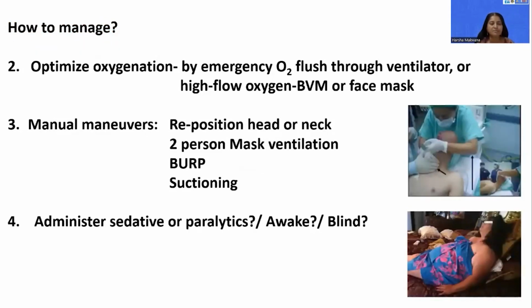So how to optimize oxygenation in this scenario? By providing emergency flush through the ventilator or high flow oxygen through BVM or face mask. Also, we can do manual maneuvers like repositioning the head and neck, providing a pillow under the shoulder, and if another person is available, one person will hold the mask properly with 2 hands and the second person will ventilate with bag and mask ventilation. One can also apply BURP to improve the laryngeal view, and if there is blood, secretion or vomitus, we have to do suctioning to make the oral cavity clear and improve our view.